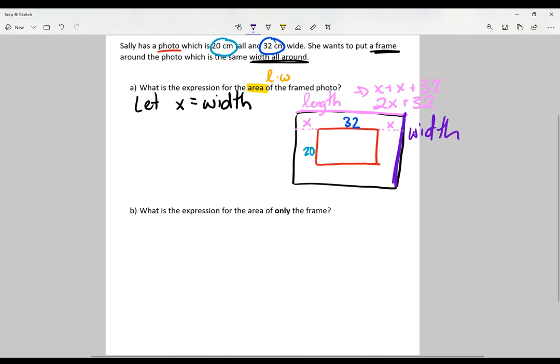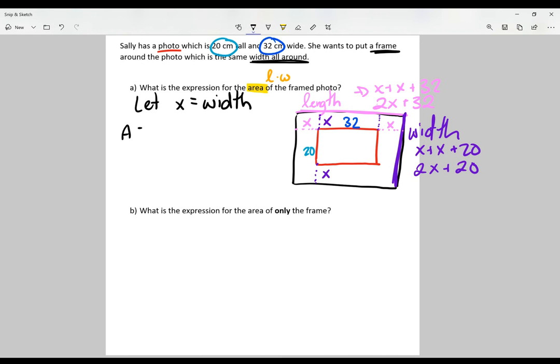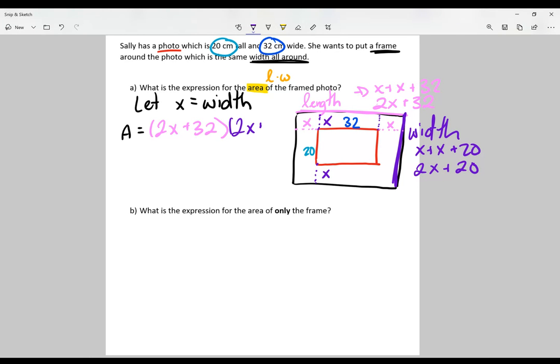And we're going to repeat this with the width. So now we got these two pieces here. I guess I should do it on the other side. We got x and we got x. We add that up, x plus x plus 20, which is just 2x plus 20. And now that we know the length and the width, we can find the area. So the area equals the length, which is 2x plus 32, times the width, which is 2x plus 20. Okay, so now take a moment and multiply these two binomials using one of the methods you learned yesterday and answer the question.